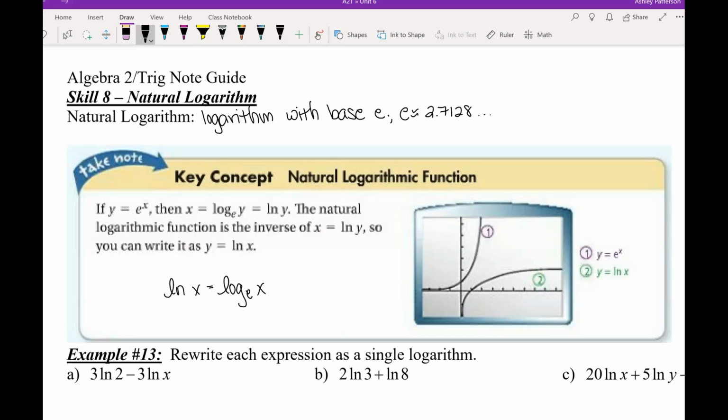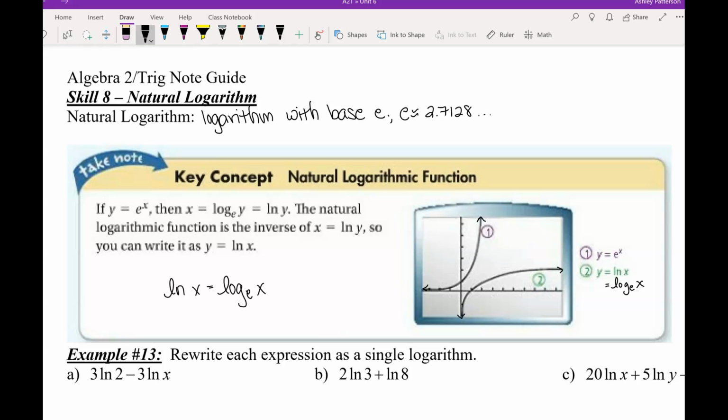So if you look at the graph that we're provided here, the purple one is e to the x. Well, e being 2.7128 blah, blah, blah, is greater than 1. So it makes sense that this would be exponential growth. And its inverse, ln of x, the natural log of x, is also increasing. Why? Because this is the same as the log base e of x, and its base is greater than 1.